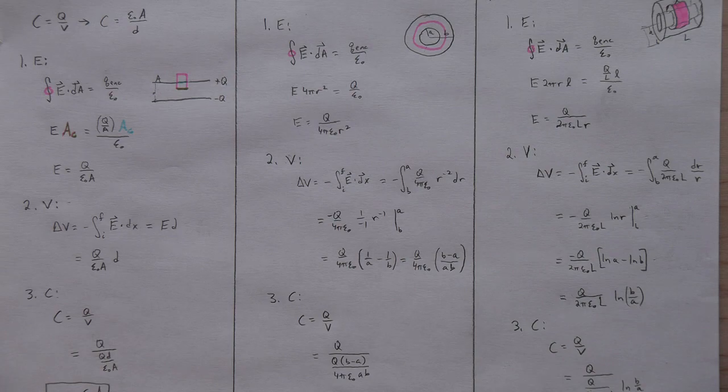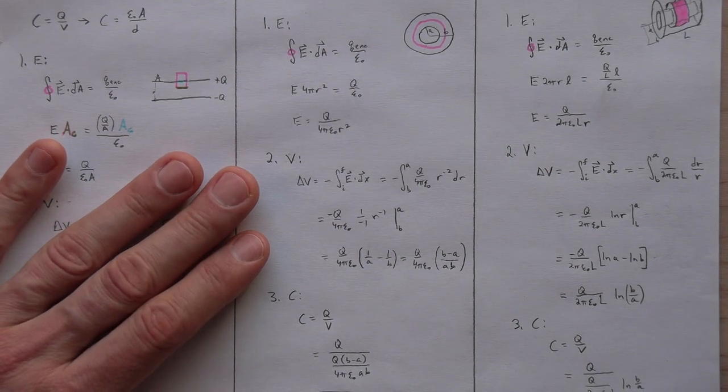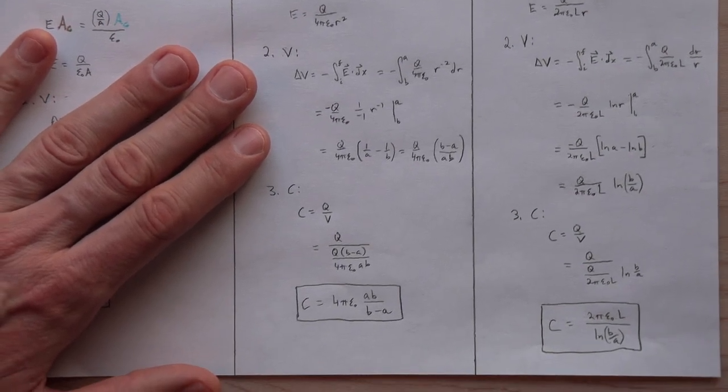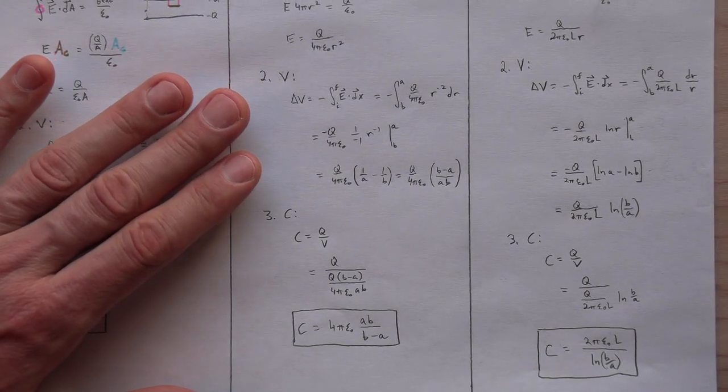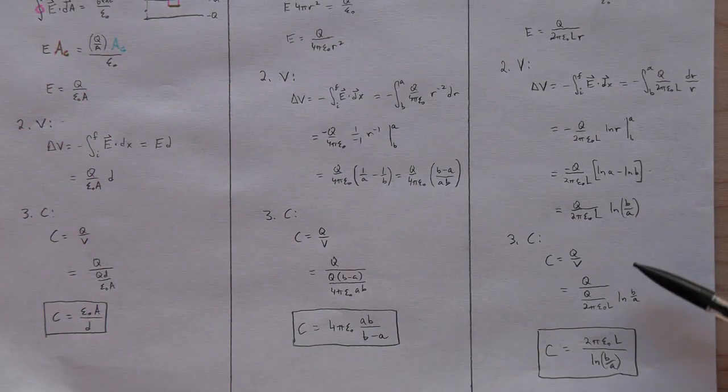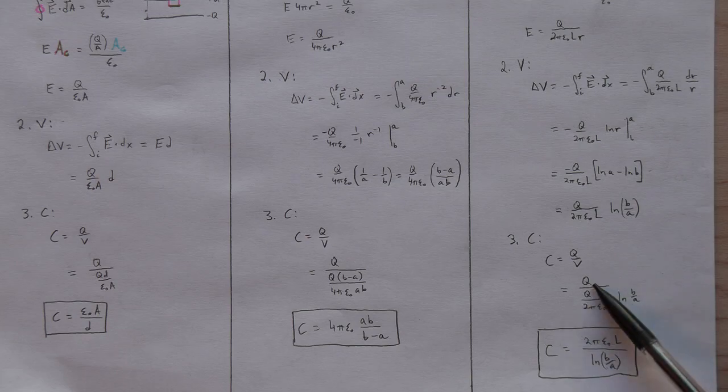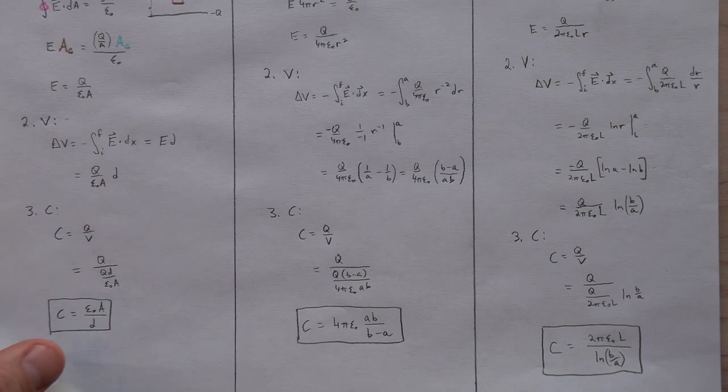And now, once again, we have to use C equals Q over V for the last step to get the capacitance. So C equals Q over V, there's the Q in the top, and there's the voltage we found over here. The Q's go away, as always, when we're deriving these capacitance expressions. The 2 pi epsilon 0 L goes to the top, and then the log stays in the bottom. And there's the capacitance for a cylindrical capacitor. All right, we're almost there.